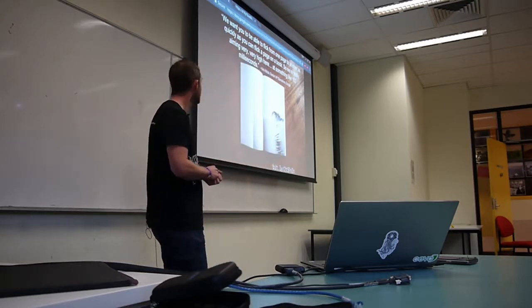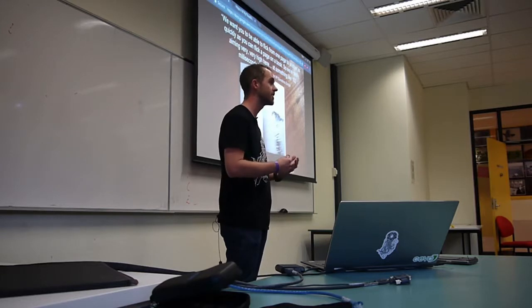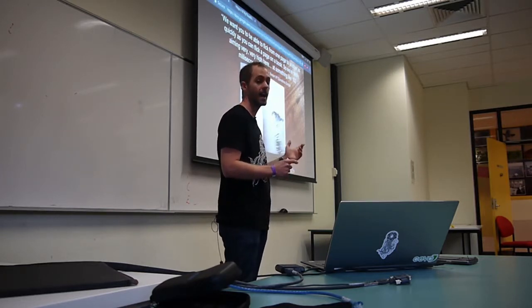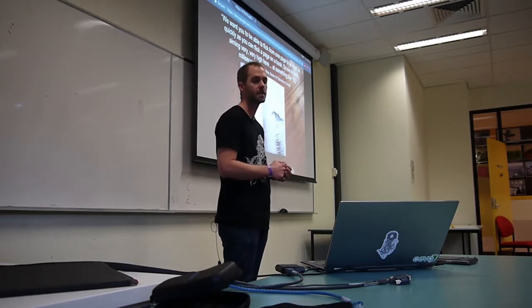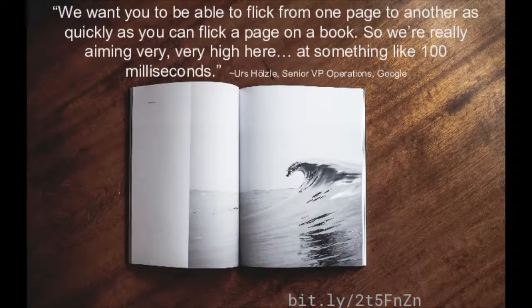Google recognized this. They have a time limit for their websites that they set internally of 100 milliseconds, which is that 0.1 second limit I had on one of the previous slides. And the reason why they do this and why they set the bar so incredibly high is because they want using their sites and their applications to be the same as using or interacting with something physical, like a book.